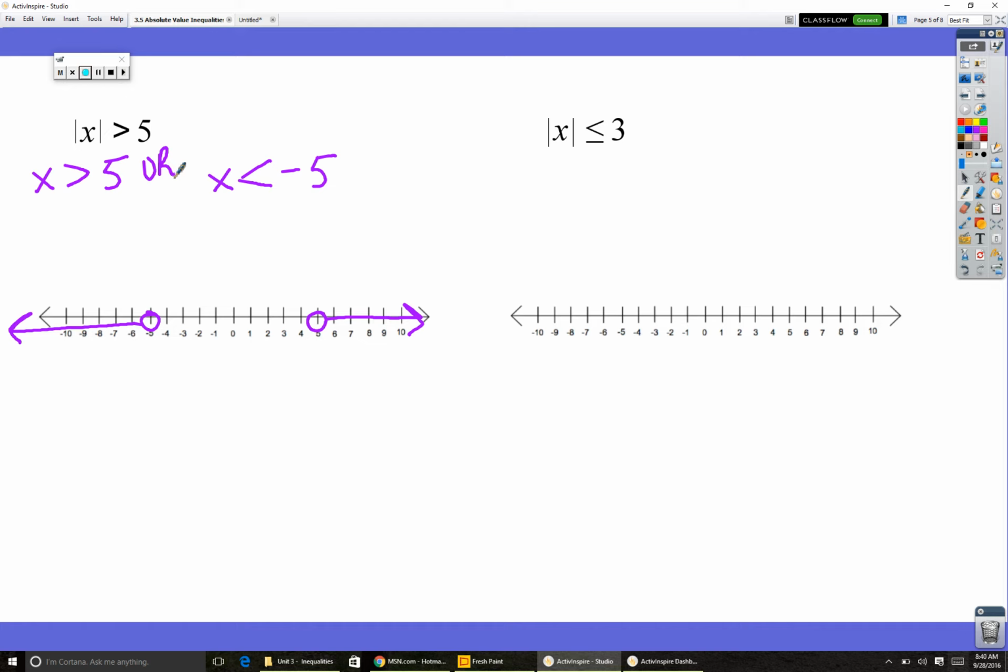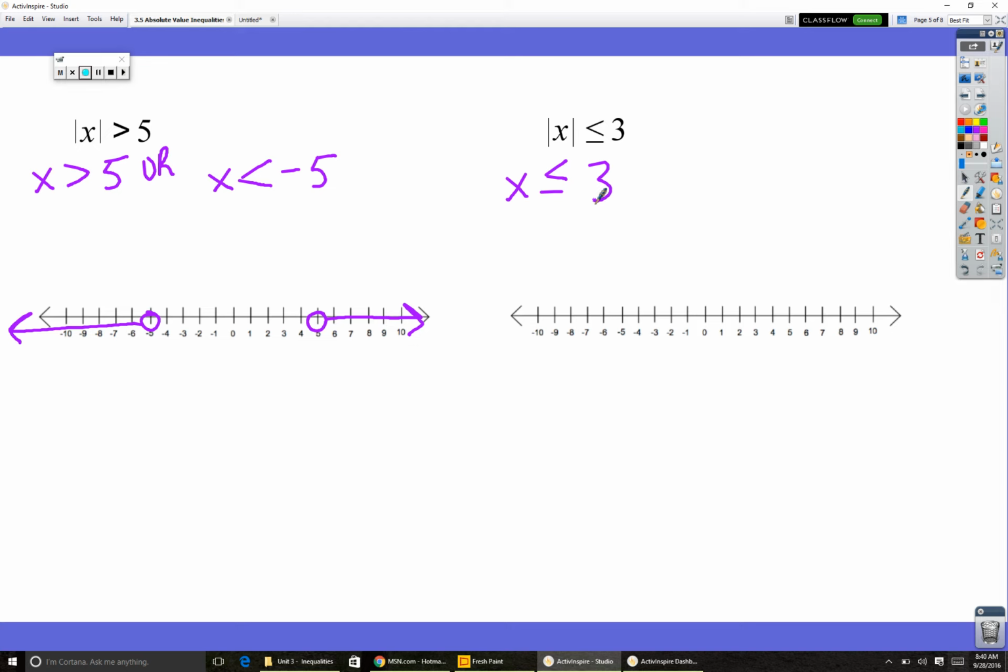So I need to write two inequalities. Adam, what would my first inequality be? X is less than or equal to 3. Good, I just write x is less than or equal to 3.